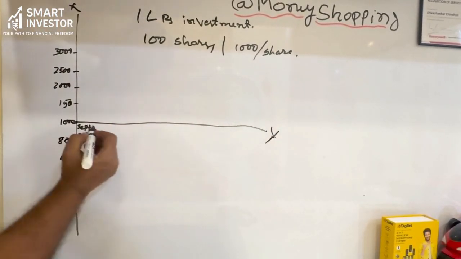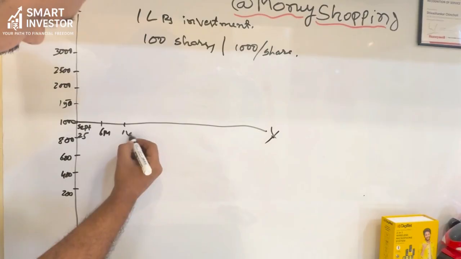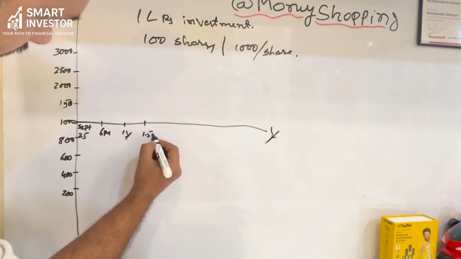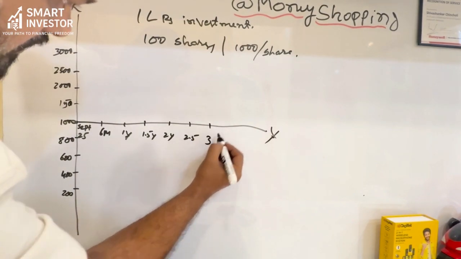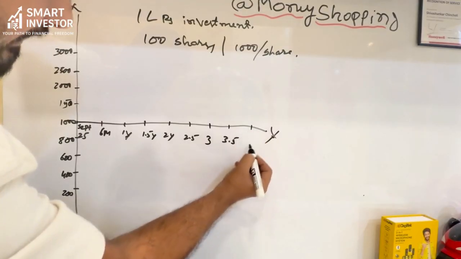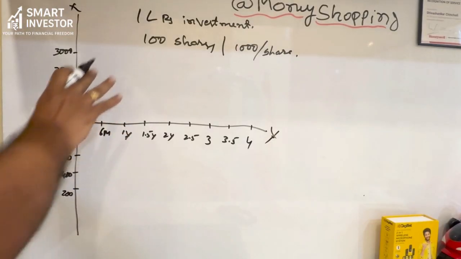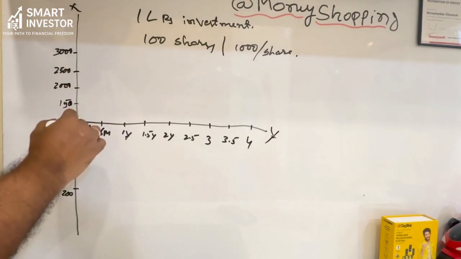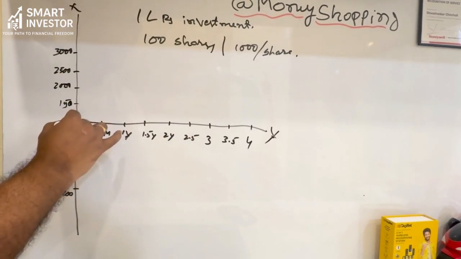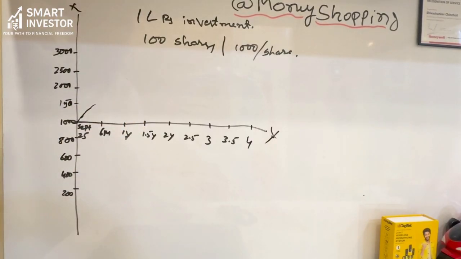Now on the x-axis, I'll put 6 months. In 6 months, what happens? 1 year, what happens? 1.5, 2 years, 2.5 years, 3 years, 3.5 years. This is 4 years. So we have bought these shares in September 2025. Just think that, on luck, it is going in the positive direction. It reached 1500. But in case, what happens?